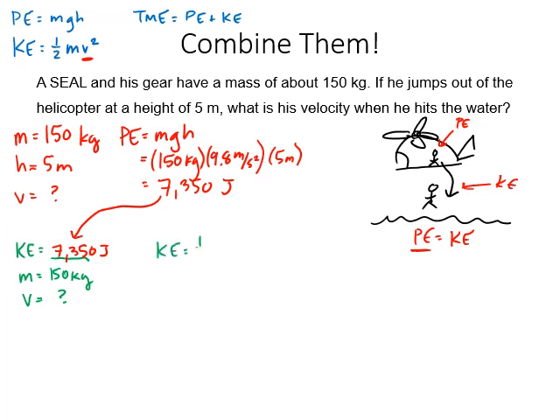KE equals 1/2 mv squared. If we rearrange like we did on the previous slide, and if you want to go back, rewind that, look at it again how I rearranged it, please feel free to do so. Velocity equals the square root of 2 times the kinetic energy divided by the mass.